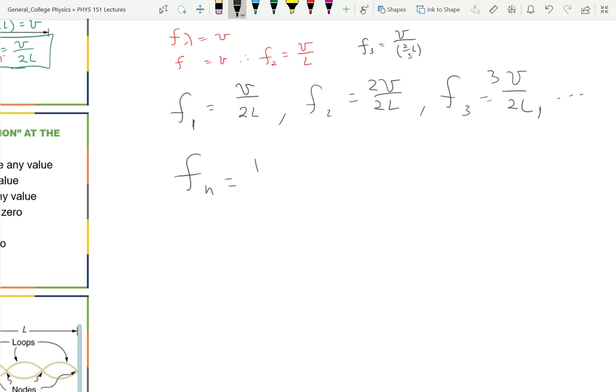Or in general, the frequencies that this string will play are integer multiples of the wave speed divided by 2 times the length of the string. So notice if I go from n equals 1 to n equals 2, I've doubled the frequency. So the first overtone is an octave above the fundamental.